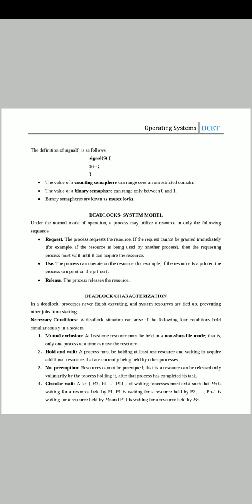One more necessary condition is circular wait. In circular wait, we have a set of processes P0, P1 up to Pn, waiting for resources in such a way that P0 is waiting for R1, R1 is held by P2, P2 is requesting R2, R2 is held by P3, and R3 is held again by P0. This we call a circular wait.